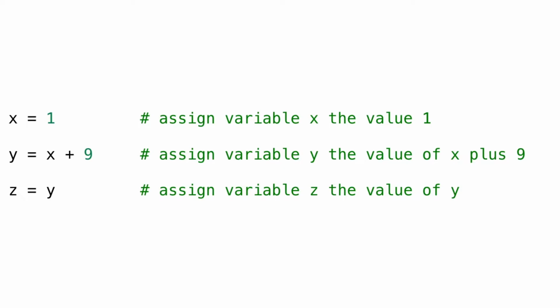Variable names are case sensitive and can use any letter, number and underscore character. However, they cannot start with a number.